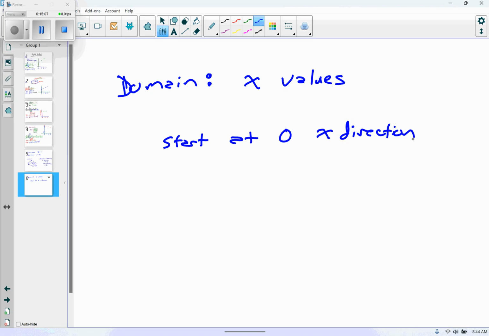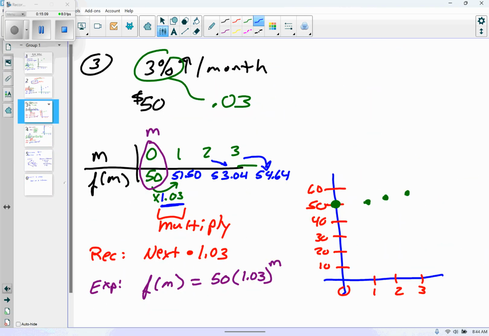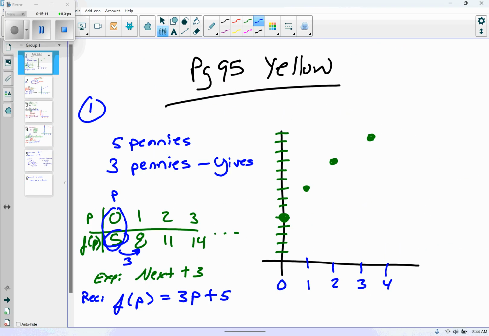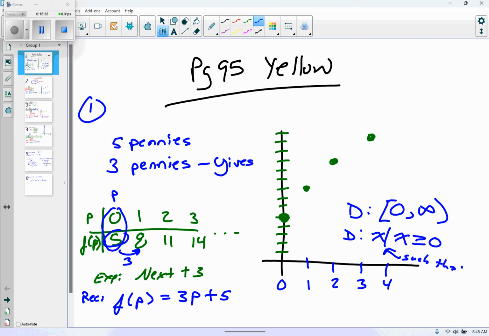Okay, so if we go back to our other problems, we go back to number 1, our domain is going to go from 0 to infinity. So we start at 0 and we go to infinity. We can also write that as x such that x is greater than or equal to 0. That could also be the domain. This vertical thing means such that. It's just a math term.